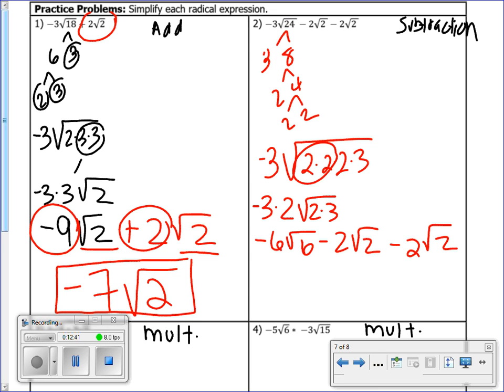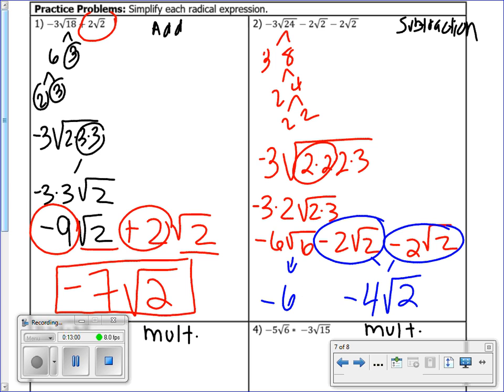So I go and find what I can combine. I can combine the negative 2 square root 2 with the negative 2 square root 2. So again, these two go together. Square root of 2, negative 2 minus 2 is negative 4, and negative 6 square root 6 just gets carried down. And that is your final answer.